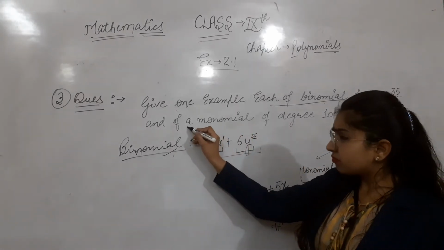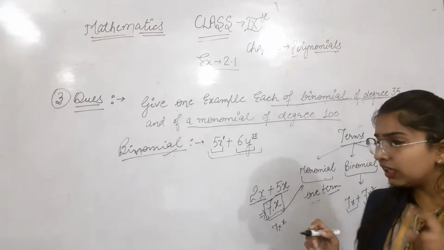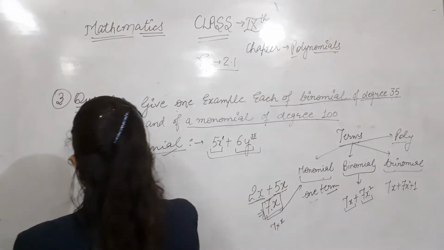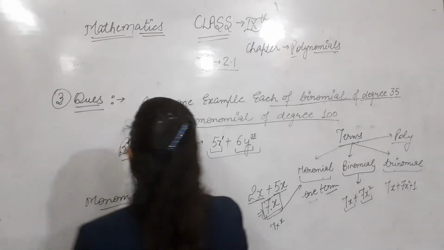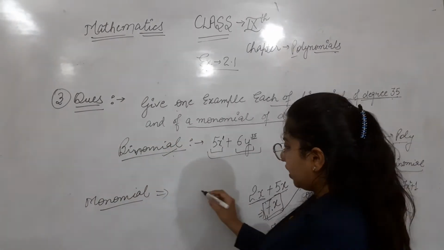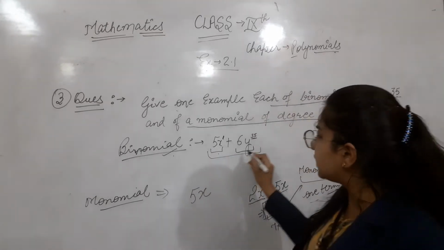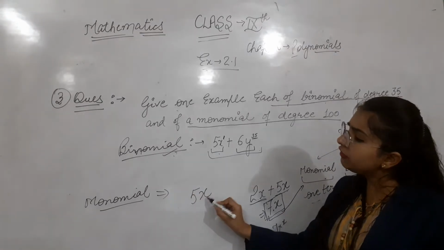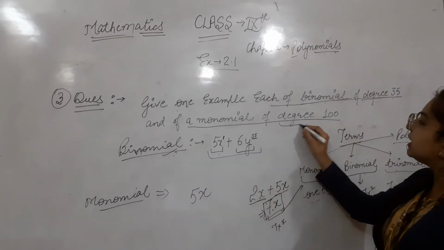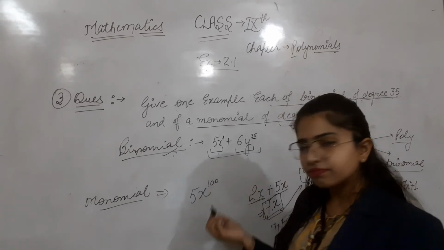Second part, monomial of degree 100. What is monomial? With 1 term? Yes, monomial. Algebraic expression or polynomial with 1 term only. Okay, 1 term I am taking only 5x. Here I have taken 5x plus 6y, na? 2 terms because binomial was there. Now I am taking only 5x. Now what is saying, degree must be 100. Highest power must be 100. So I am taking 100 here only.